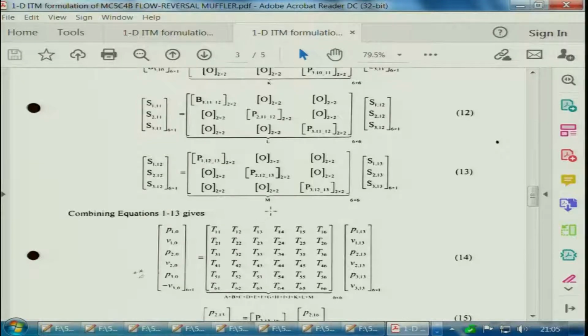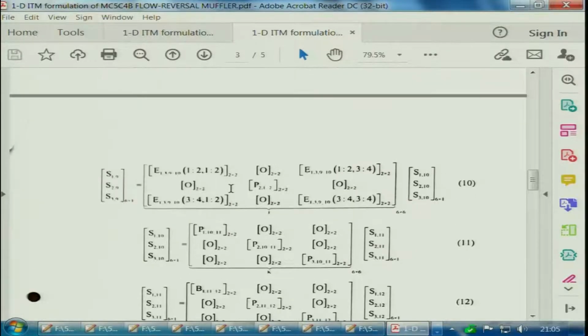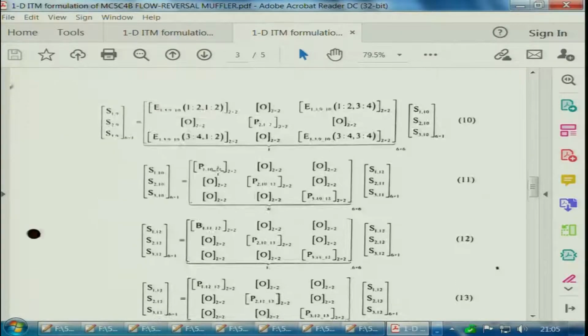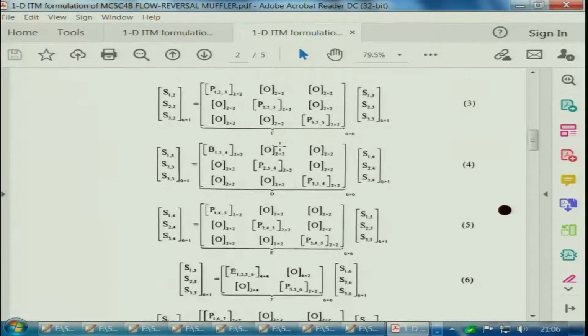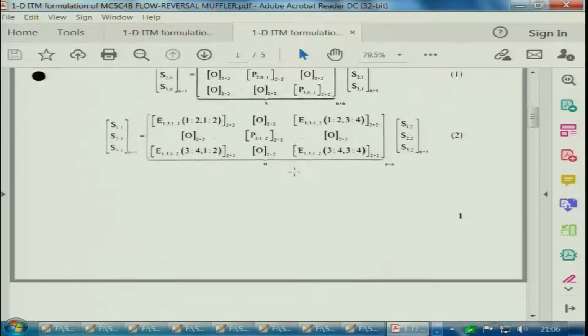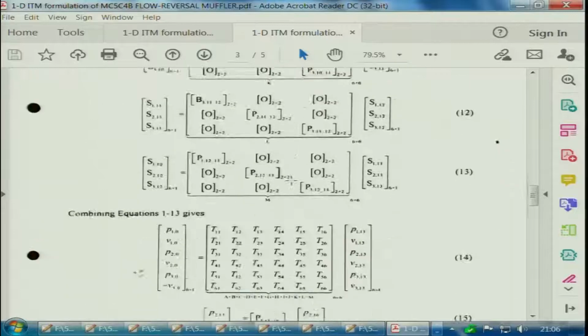What the authors have done is basically cascade them. So what ITM does is extend the concept of cascading transfer matrices, which is all that we have been doing for very simple systems all this while. This is just a normal transfer matrix multiplication, and then you get P1, V1, P2, V2, P3 and V3, where the direction has to be changed, from the 0th section to the 13th section. After that something else will take over, which I am going to talk about now.